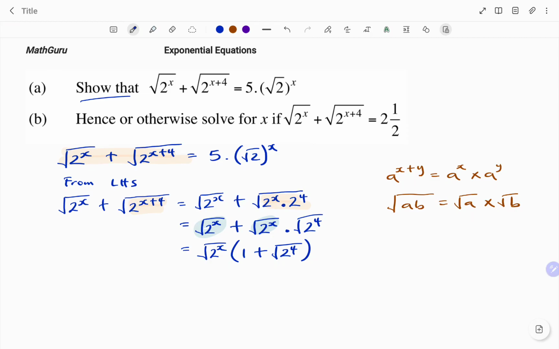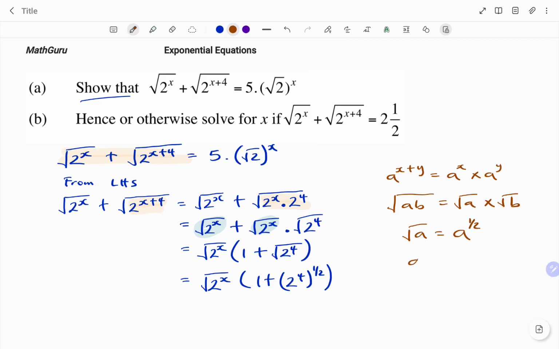If I resolve, note that another way of writing my root sign, if I have root of a, is a to the power of 1 over 2. So therefore, this becomes the root of 2 to the power of x in bracket 1 plus 2 to the power of 4, all raised to the half. So that will be power to a power.